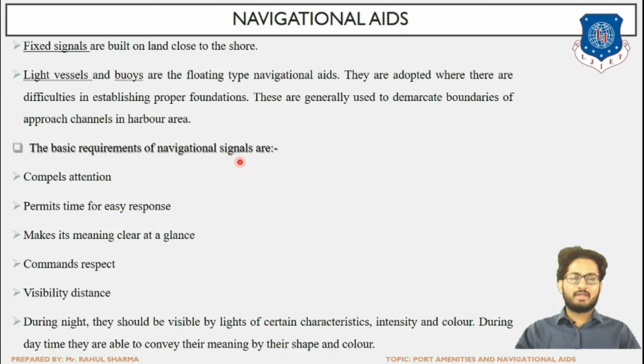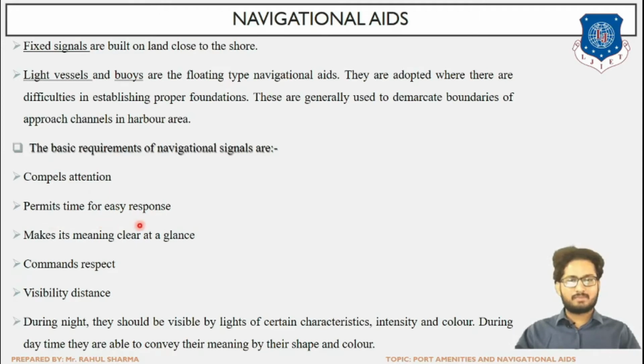Basic requirement of navigation signals are which have been mentioned. So they should satisfy these criteria to make sure that they function efficiently. So first is compels attention. They should be such that the attention of the navigator moves towards the navigational aid, should not be placed or should not appear in such a manner that the attention of the navigator does not go towards the navigational aids.